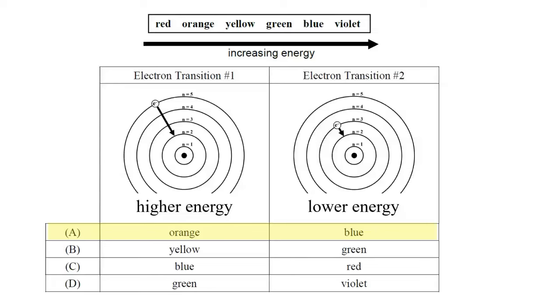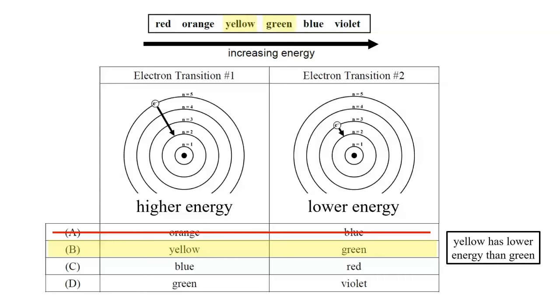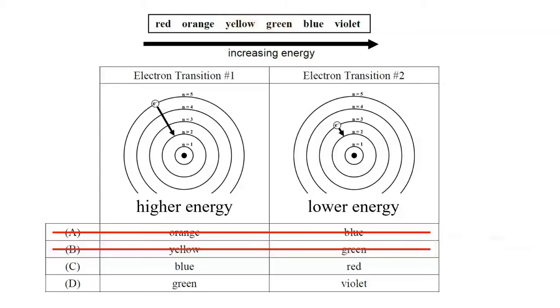Now, when we compare the relative amounts of energy for these 2 colors, we can see that orange has lower energy than blue. And that's not consistent with the information in these 2 electron transition diagrams, so we can eliminate choice A. Moving on to choice B, the 2 colors listed are yellow and green. Again, when we compare the relative amounts of energy for these 2 colors, we can see that yellow has lower energy than green. Again, not consistent with the information in these 2 diagrams, so we can eliminate choice B.